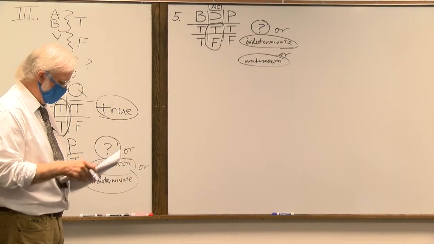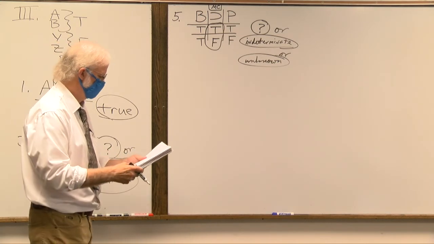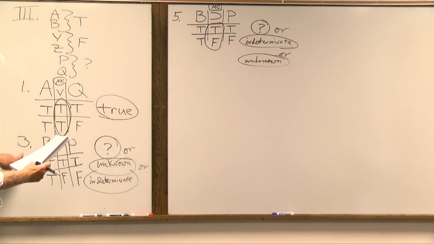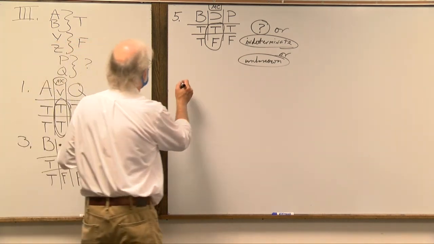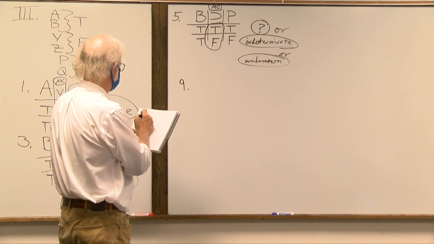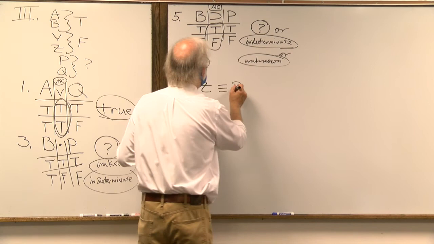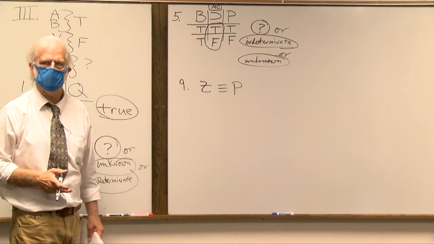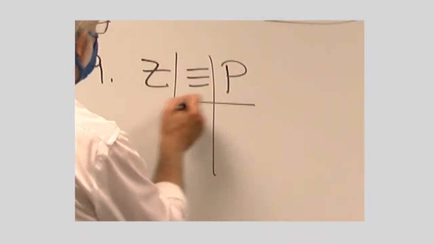Let's try a few more here. Let's see, number 7 is a great deal like number 3. We won't worry about it. But let's go to number 9. Here we've got Z triple bar P. This will give us a little practice with our buddy, the triple bar. We're going to create a truth table under it.